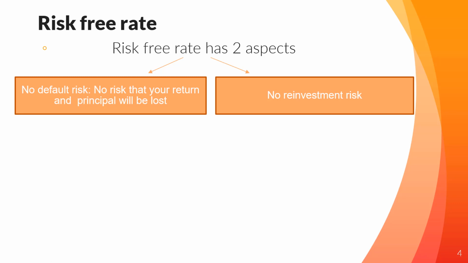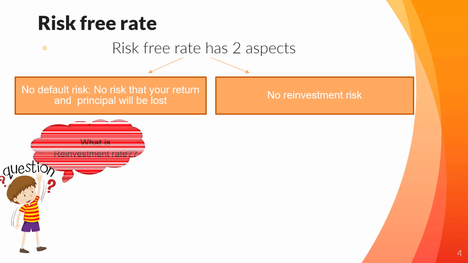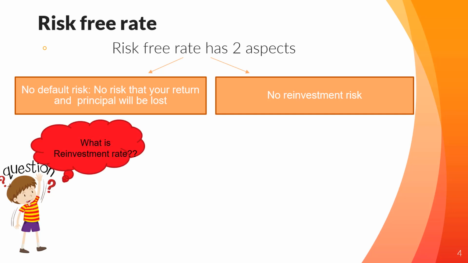What do I mean by that? There should be no risk that your return, that is, whatever you are earning on your investment, and the principal which you have invested will be lost. And the second aspect, there should be no reinvestment risk. Now we understand the default risk. Now you must have a question. What do you mean by reinvestment rate?